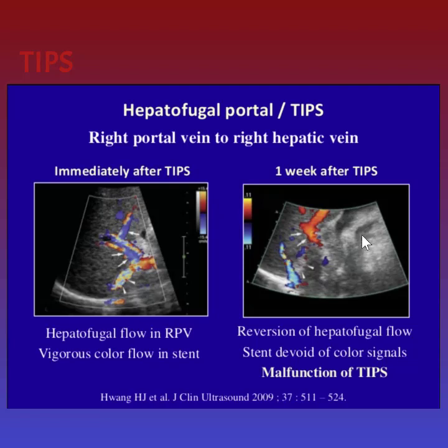However, one week after, the patient is starting to have symptoms. We are no longer seeing flow through the shunt, and we see that the right portal vein has resumed its normal hepatopetal flow. So if you know a patient has a shunt and we're not seeing that reversal of flow in the right and left portal veins, that typically means something is wrong with the TIPS.